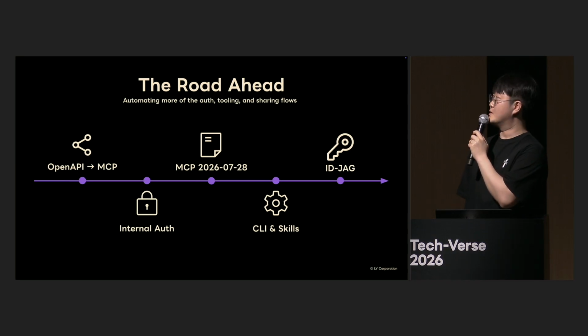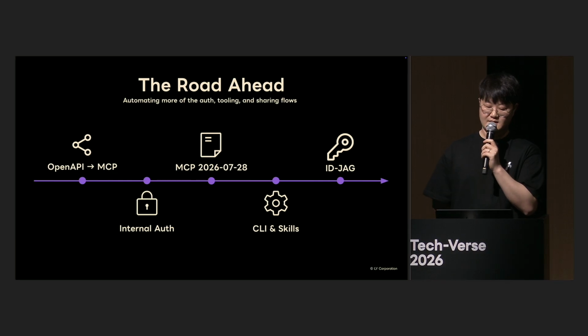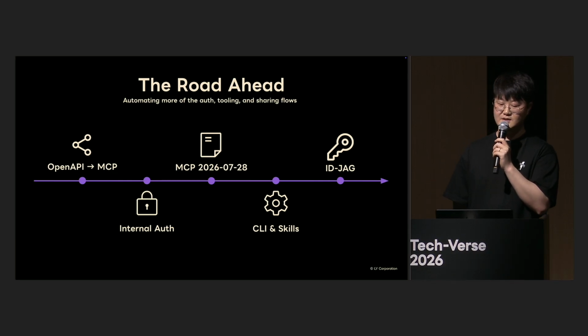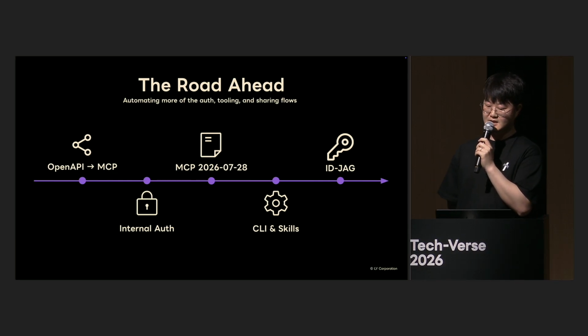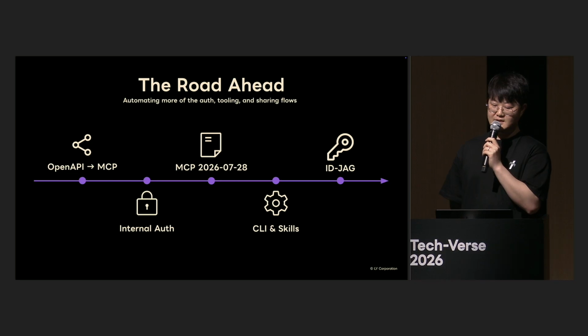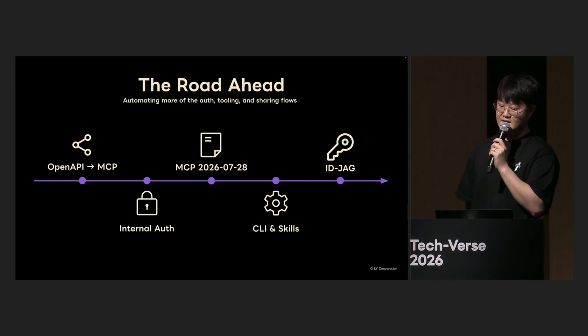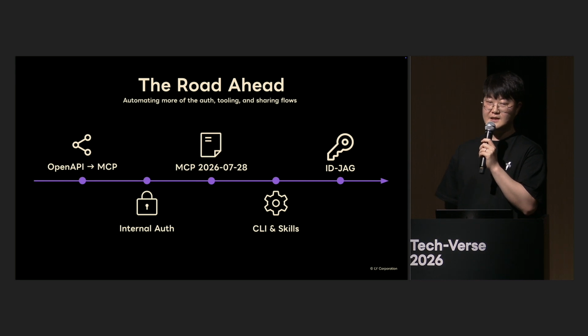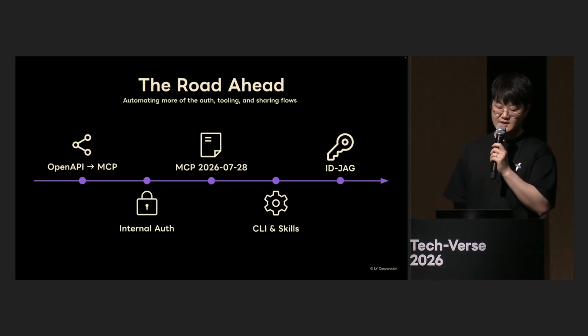The future direction is to further automate the remaining repetitive tasks in the process of introducing MCP server. The first is OpenAPI to MCP. Based on the OpenAPI specification, the direction is to enable exposing existing APIs to the MCP server. The second is internal Earth. API authentication that was previously implemented by each team. It is a feature that allows it to be used as is.